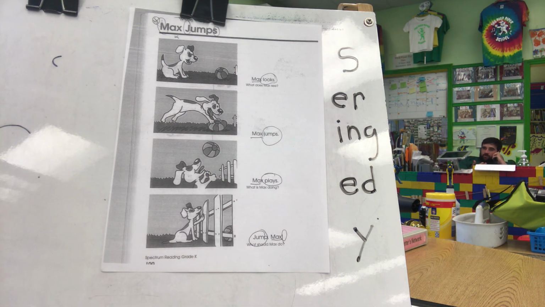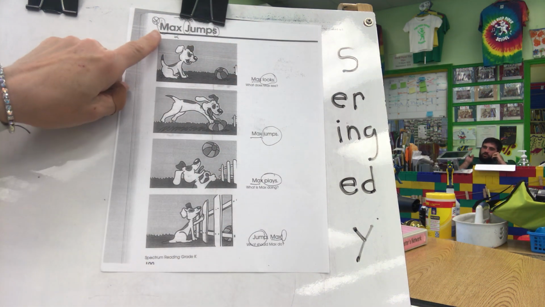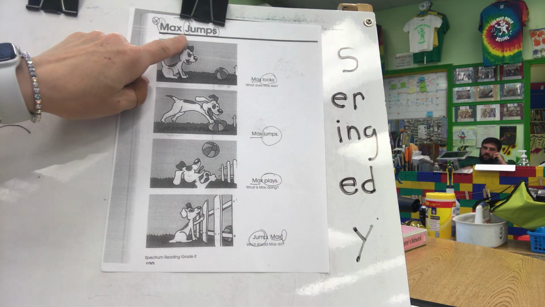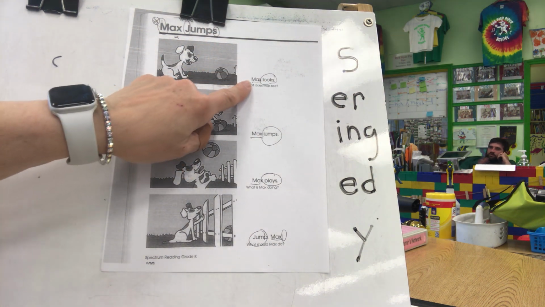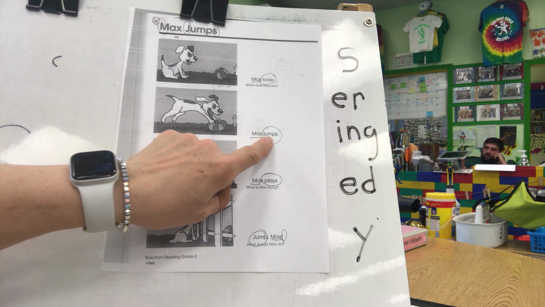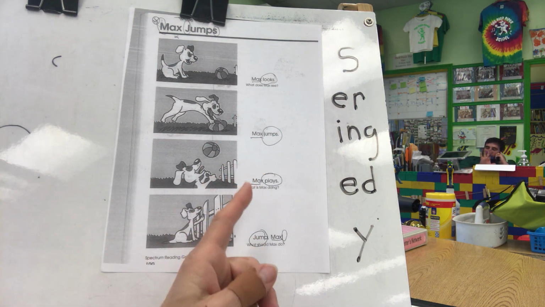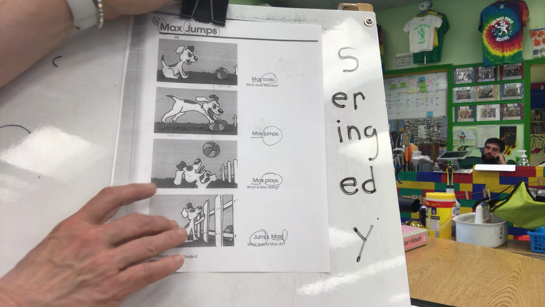Well done. Get your pointer up. Let's go. We're going to slide, glide, and read. Go to the title. Max jumps. Pointer up. Max looks. Pointer up. Max jumps. Pointer up. Max plays. Pointer up. Max jumps. Well done with our story about Max today.